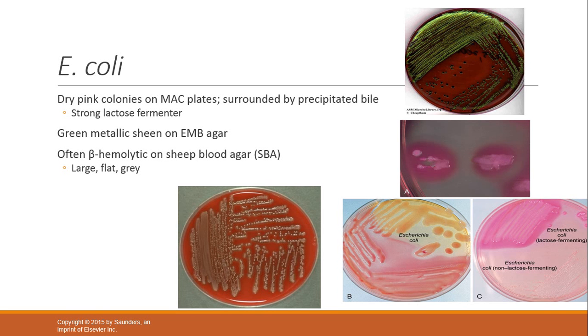It ferments sugars very quickly, and so other organisms will appear slightly different if they ferment sugars. E. coli is the only one that causes a fish scale kind of green sheen on EMB agar. It's very often beta hemolytic on sheep blood agar, not always, but many times. And they're just described as large, flat, and gray on sheep blood.